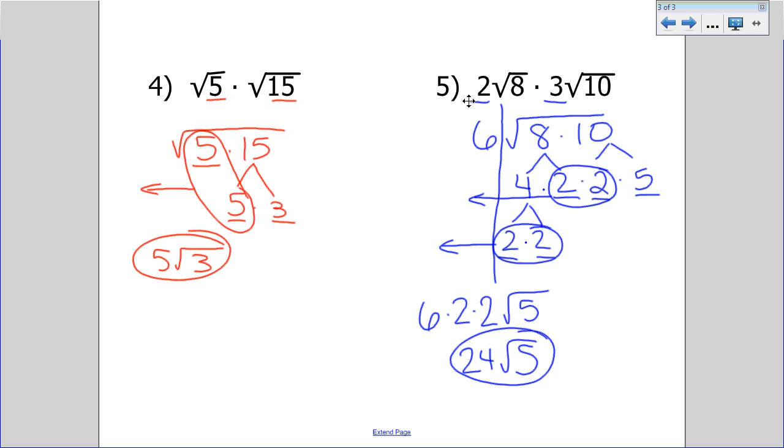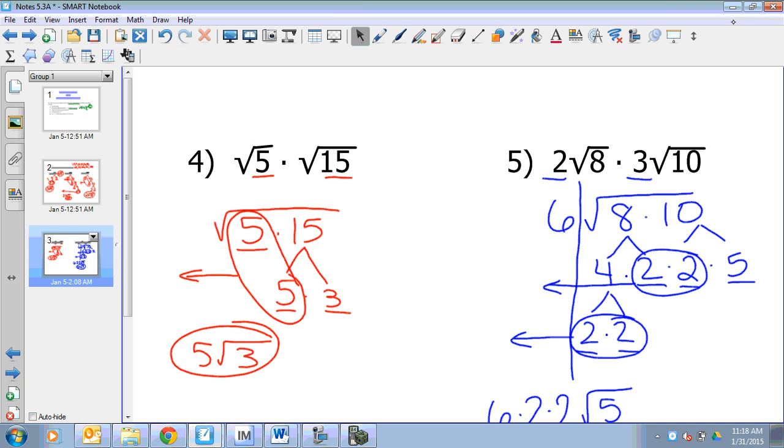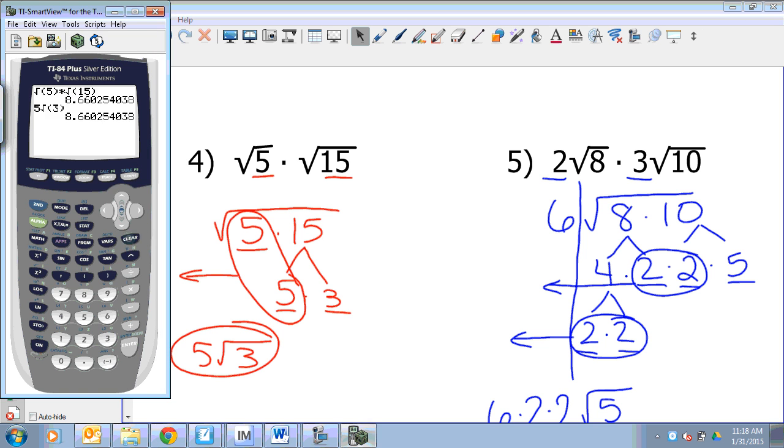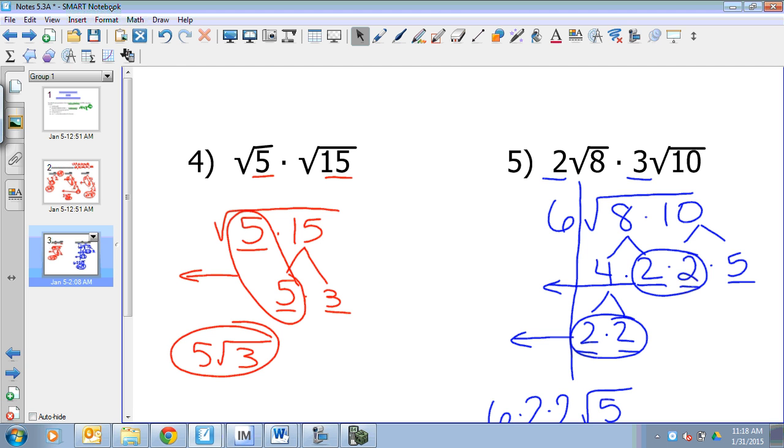And so once again, we can go back to that calculator. And we can type 2 square roots of 8. Just close your radical or arrow out. Times 3 square roots of 10. Hit enter. And then I'm going to type in 24 square roots of 5. We get the exact same decimal equivalent, so we feel really confident that we have the correct answer.